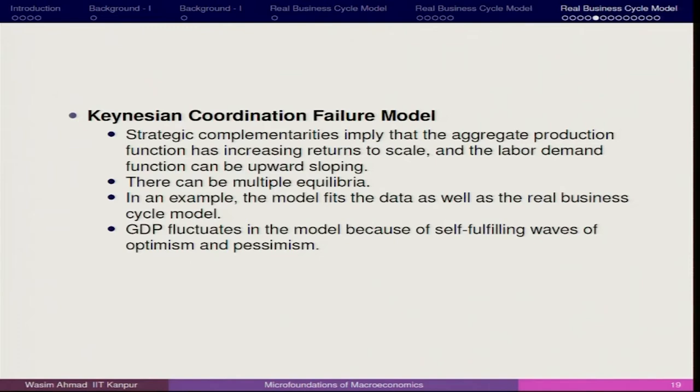So overall, what is the meaning of the Keynesian coordination model? The Keynesian coordination model talks about the interdependence between industries, between firms, between sectors, and one firm may be using the output of one sector as an intermediate good for producing the final product. So there also you have the strategic case of complementarities.